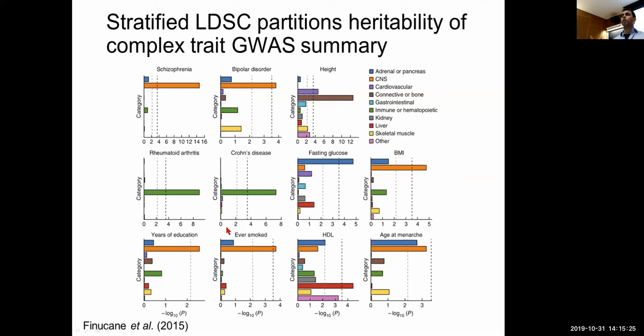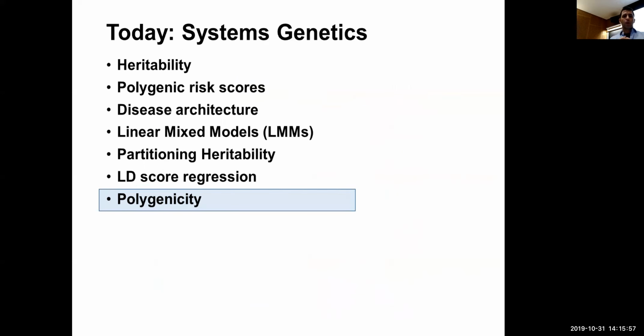Everybody with me? So we can basically use this partitioning of SNPs into different functional categories, combined with this correlation between the overall chi-square statistic and the sum of correlations of SNPs in an LD block, known as LD score, to infer heritability directly without actually going through the beta estimation, and then partition that heritability by functional class. Everybody with me on LD score regression and stratified LD score regression? Great. The last concept is that of polygenicity.